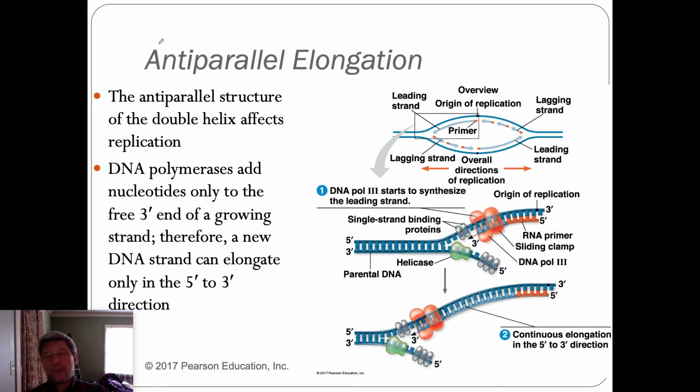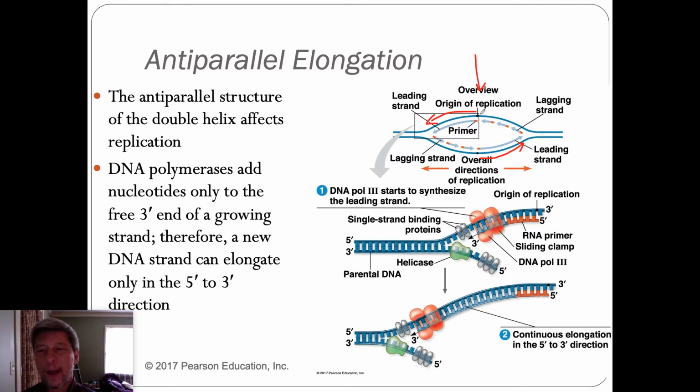So this works in what we call an antiparallel elongation format. If the origin of replication is right here in the center, so this is the replication bubble, the origin of replication is here. And so 3' to 5' moves this way and this way. That's what we're going to talk about first. Those are what's known as the leading strands.